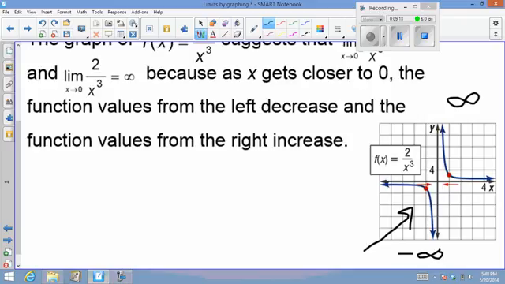Since they're not the same thing, the limit as x approaches 0 does not exist, because they're not the same thing.